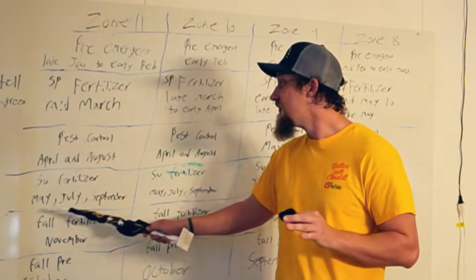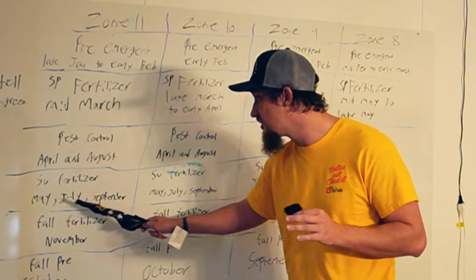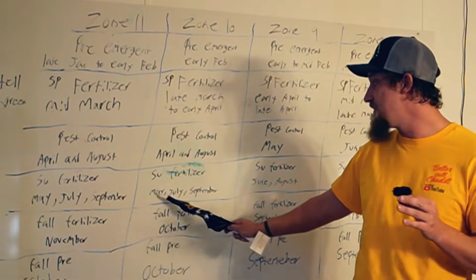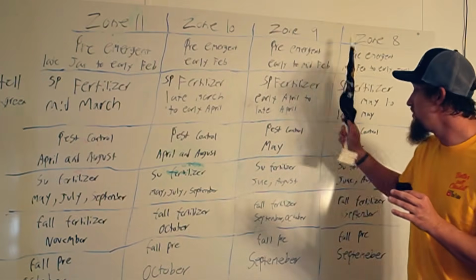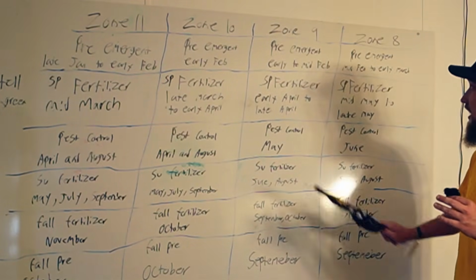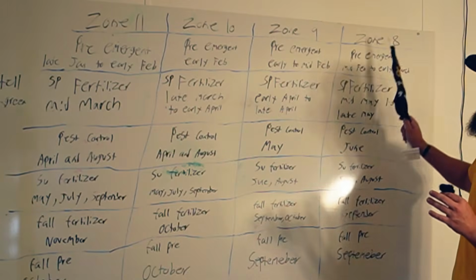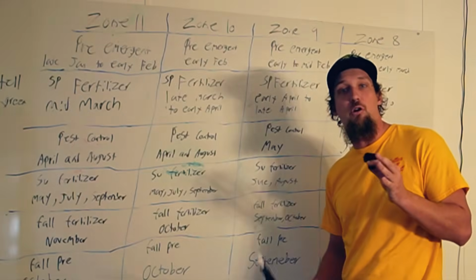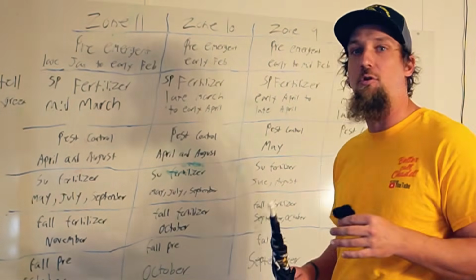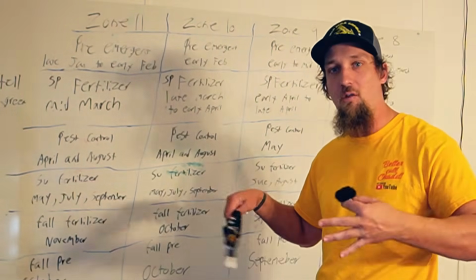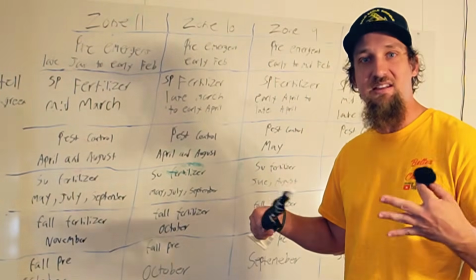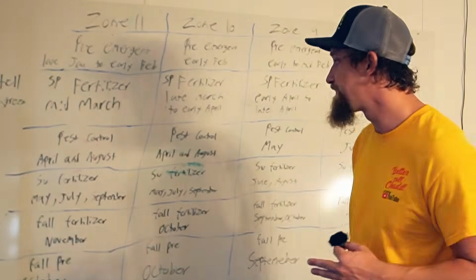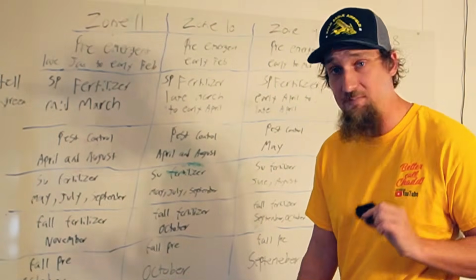Now for zone 11, those summer fertilizer rounds are going to be May, July, September. For zone 10, your summer fertilizer rounds are going to be May, July, September. For zone 9, your summer is going to be June and August. And for zone 8, your summer fertilizer is going to be June and August. Those are going to be your main rounds when to apply your summer fertilizer, which we call spoon feeding the lawn, just giving it micronutrients and things like that to keep it going. And in the case of Zoysia, low nitrogen. And more potassium is always better.